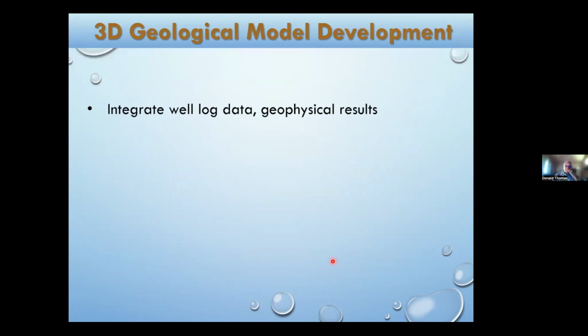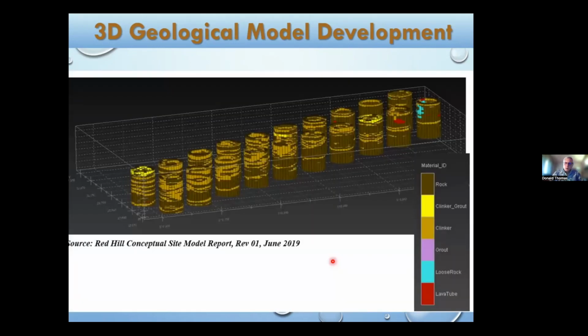The next step in these studies will be to integrate the well log data and the geophysical results. And what I mean by this, we want to put this into a 3D visualization model. This is an example of what can be done. These are actually a visualization of the geology in the areas surrounding the fuel tanks within Red Hill.